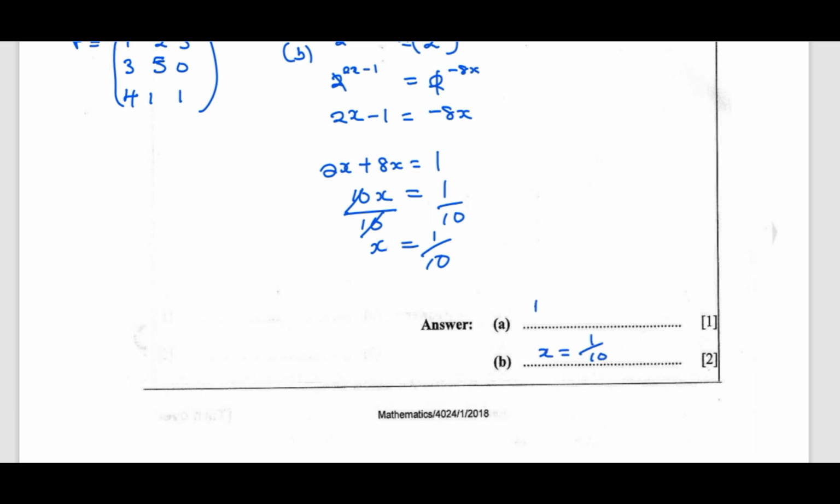Here, P 1, 2, 3, and then we have 3, 5, 0, we have 4, 1, 1. Okay, so we can move quickly.